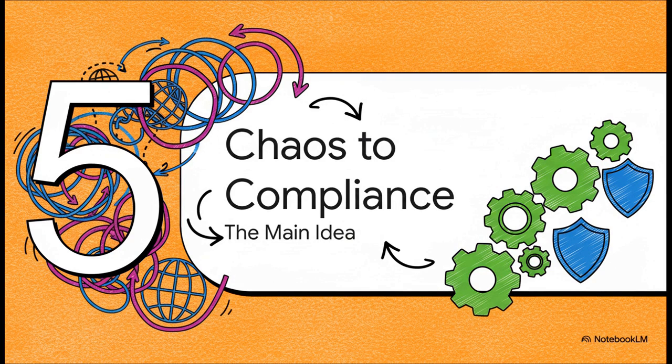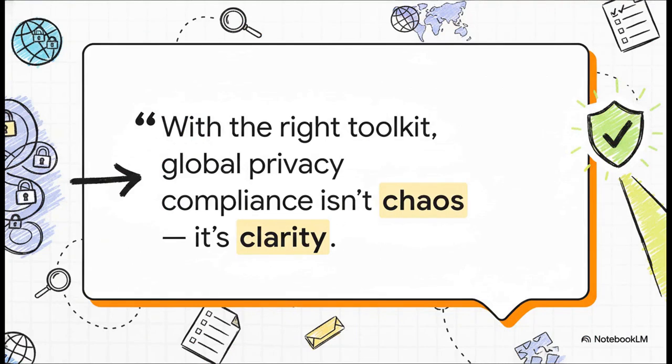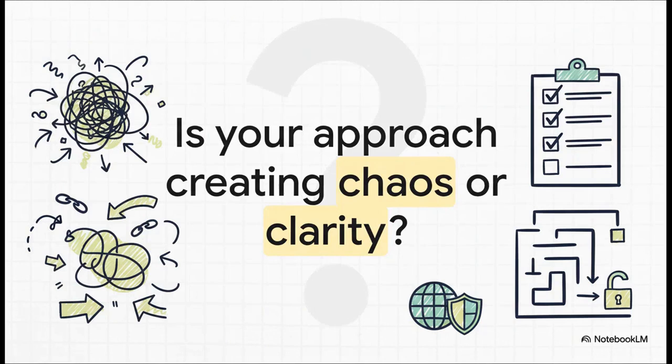What's the bottom line here? I think this final thought from the source just sums it all up perfectly. The idea is that this nightmare of global privacy compliance doesn't have to be chaos. With the right toolkit, you can actually turn it into clarity. And that really leaves us with one final question to think about for your own team. Is your approach creating that kind of clarity? Or is it maybe, just maybe, adding to the chaos?